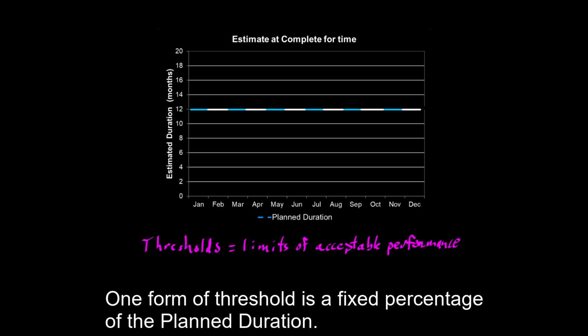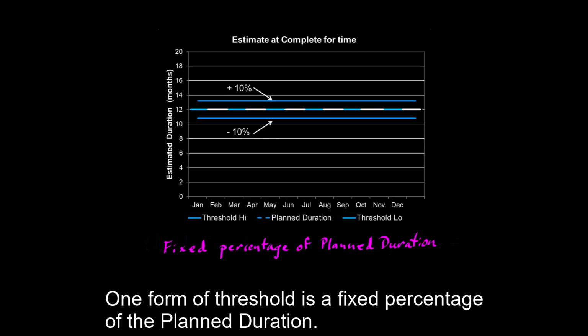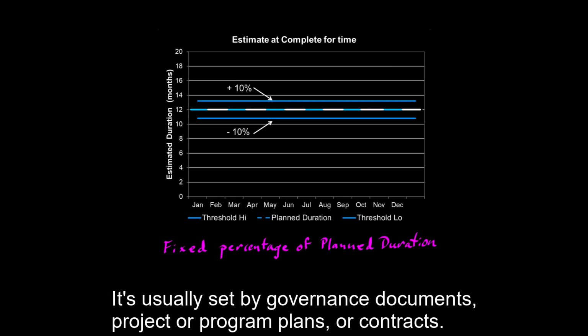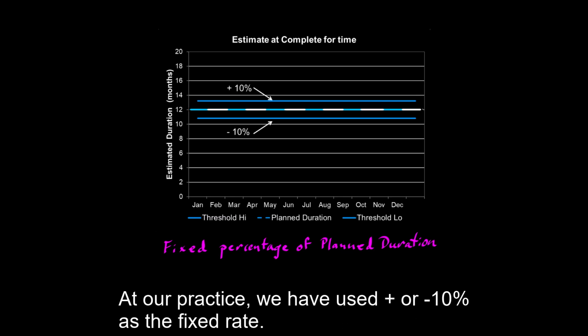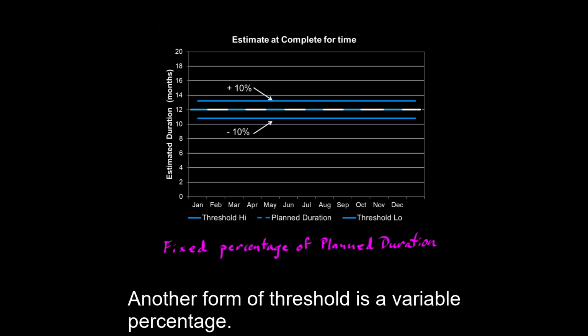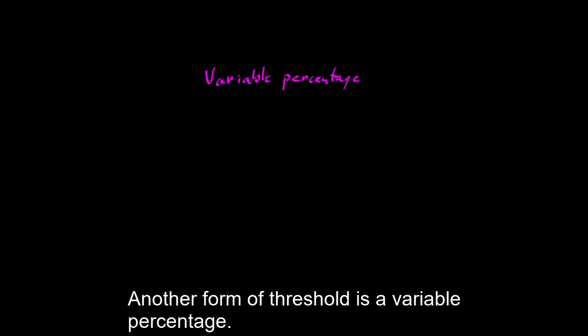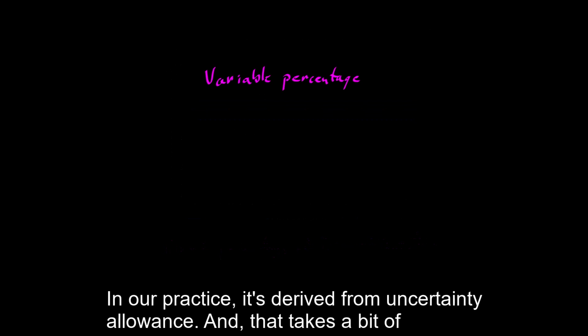One form of threshold is a fixed percentage of the planned duration. It's usually set by governance documents, project or program plans, or contracts. In our practice, we have used plus or minus 10% as the fixed rate. Another form of threshold is a variable percentage. In our practice, it's derived from uncertainty allowance, and that takes a bit of explanation.